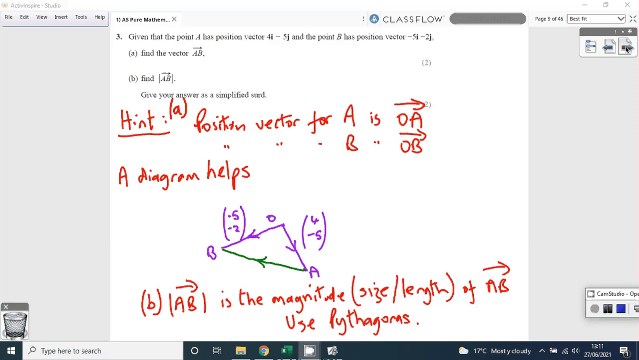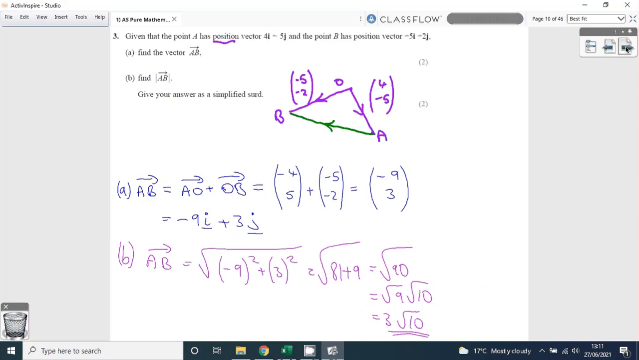So the final solution for 3. So A to O is going from O to A the wrong way around. So rather than 4, minus 5, that's minus 4, 5. That's taking us from A to O. Then we're going from O to B the correct way. So minus 5, minus 2. Minus 4 add minus 5 is minus 9. 5 minus 2 is plus 3. So the final answer is minus 9i plus 3j. You could have given your answer in column format.